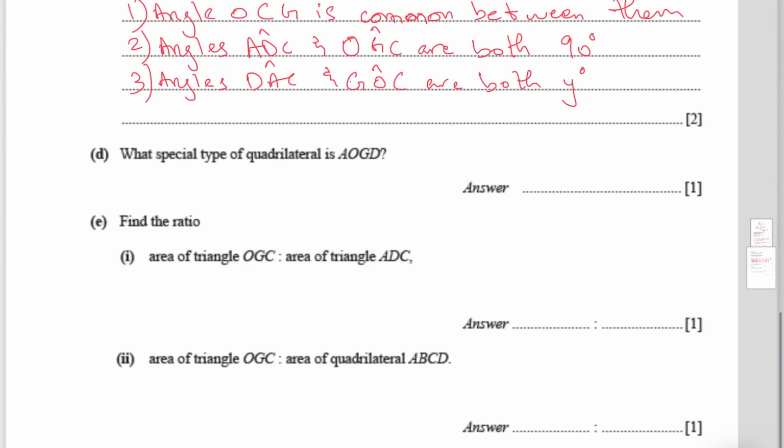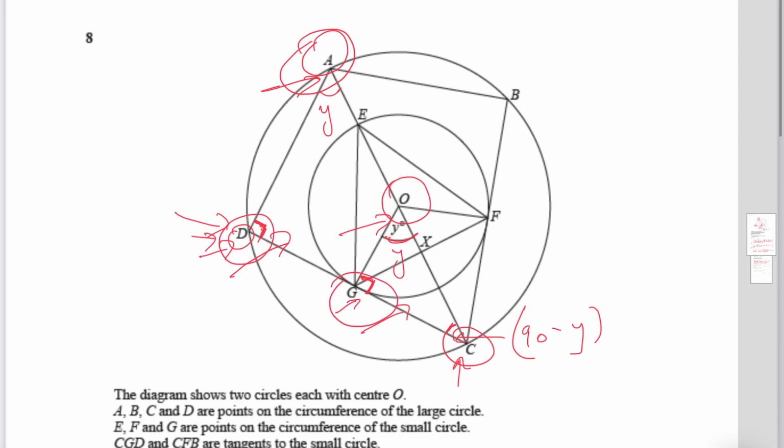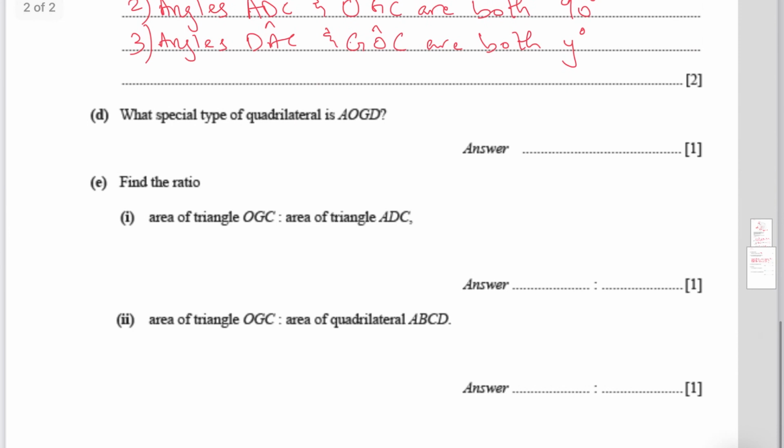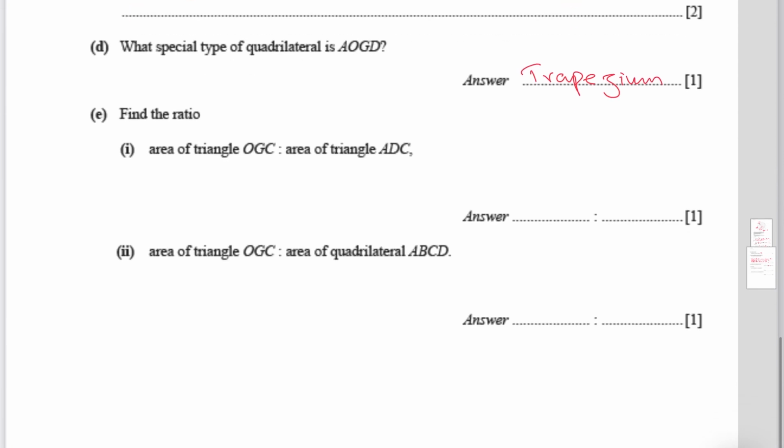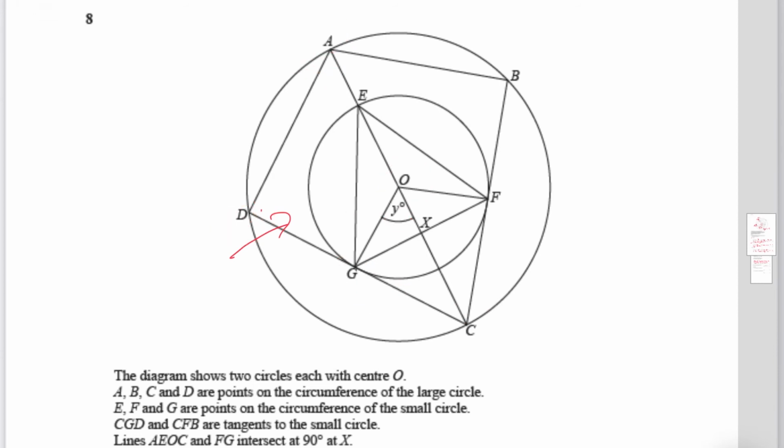The next part says, what special type of quadrilateral is AOGD? So they're talking about this, A, O, G, and D. This is a trapezium. So you write trapezium over here. Okay, let's move on to the next part. Find the ratio area of triangle OGC is to area of triangle ADC. Now, let's remove all of these marks once again. This is a long question, so we need to keep the coast clear.